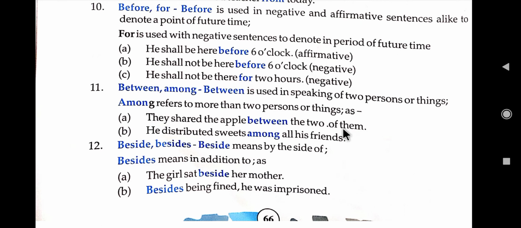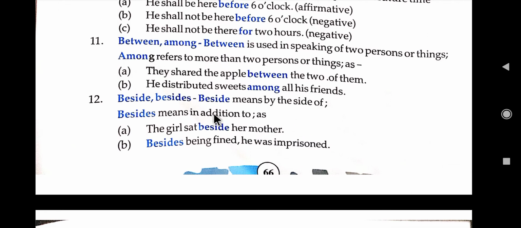So it means that two people are involved. The example is about two people, then we use between. He distributed sweets among all his friends. So all his friends may be more than two, so we have used among for that one.